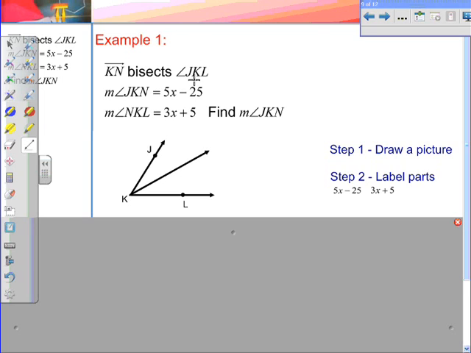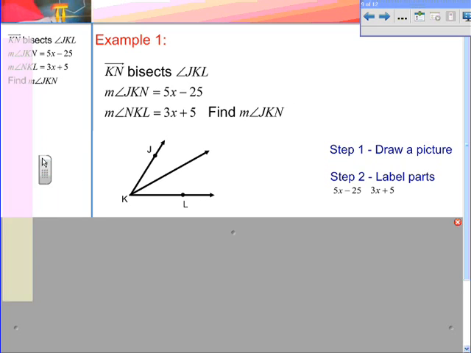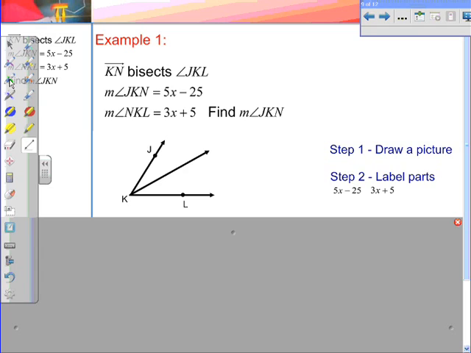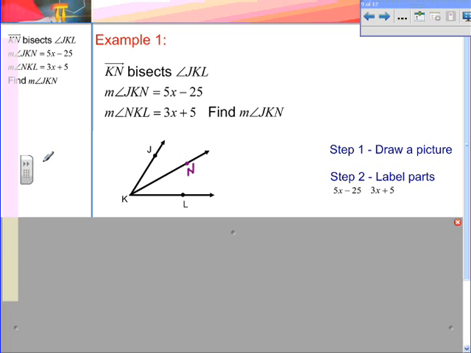Now remember, I know that K is the vertex of the angle because it's the middle letter, right? Okay. And one thing I have to do here is label that. We've got to put an N on there somewhere, so I'll try to write that in. It's going to be a little messy because I have to do this with the mouse. But you get the picture. Okay, so there's point N. Awesome. Okay. So, step 1, draw a picture.